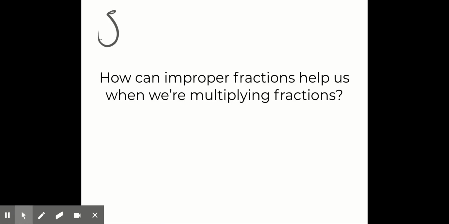How can improper fractions help us when we're multiplying fractions? You can turn to somebody near you or you can write down your ideas and then come back when you're ready. Improper fractions are going to help us today because we'll be able to multiply straight across when we're multiplying mixed fractions. We wouldn't be able to do that if we just left the mixed fraction the way it was.